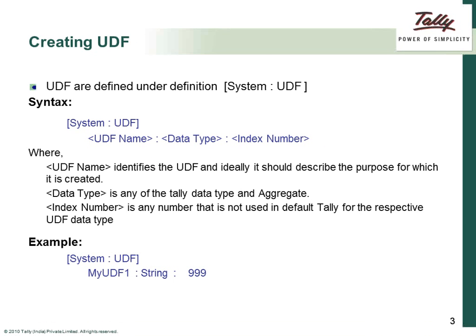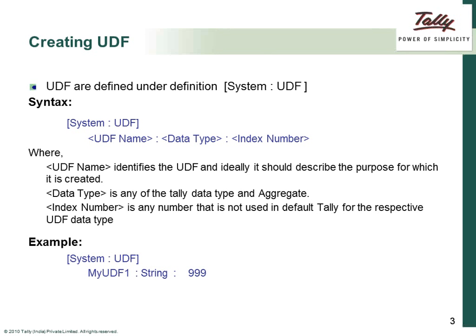As it is a part of being a system formula, it's a system value which you need to store. It has to be defined under system:UDF. You provide the UDF name, the data type of the UDF, and the indexing number. Tally follows a flat file system, hence an index number is mandated to provide.